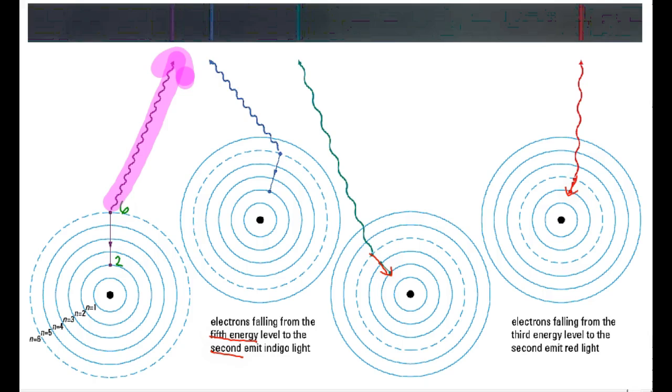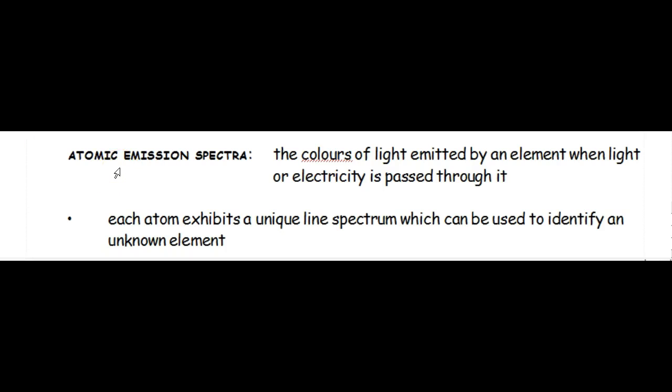So not to worry, you're not expected to know the order of these colors or which transition produces which color. That's just information. I want you to understand how we arrived at getting the line spectrum, and it's all based on the different types of transitions that can occur, and each transition producing a different color of light. Okay, so one last little bit that I want to talk about is this term atomic emission spectra.